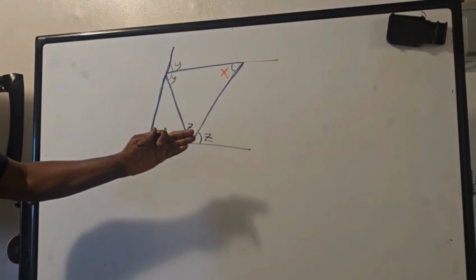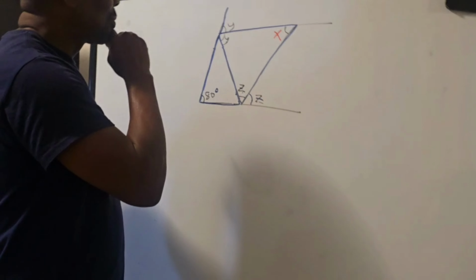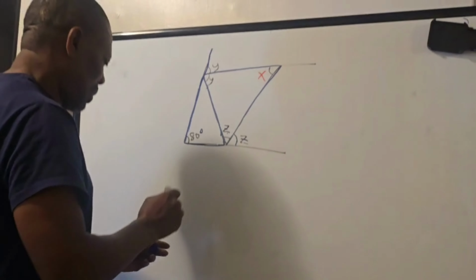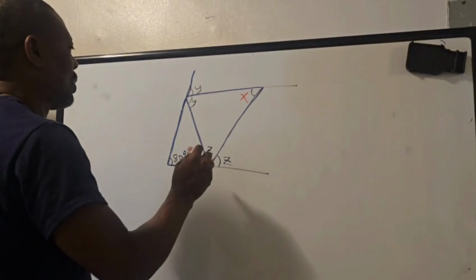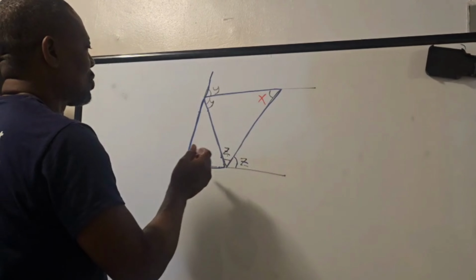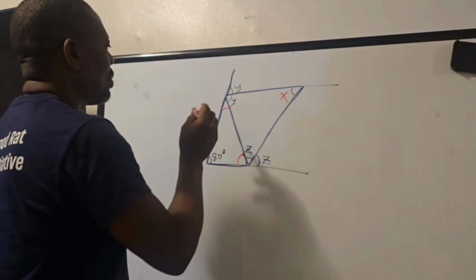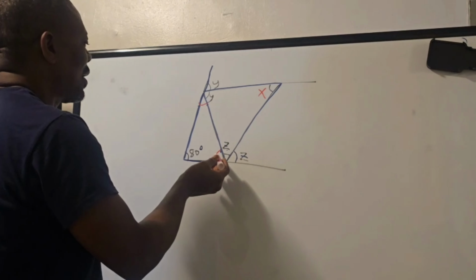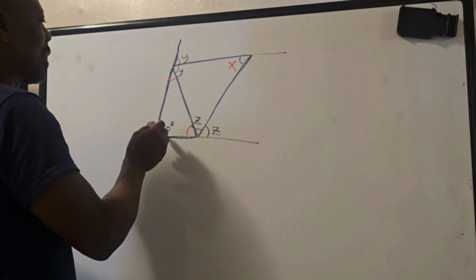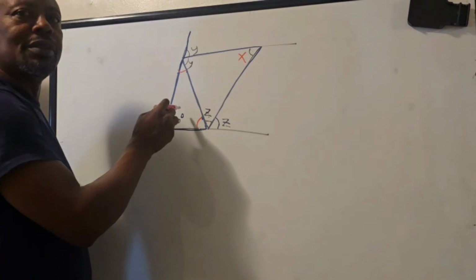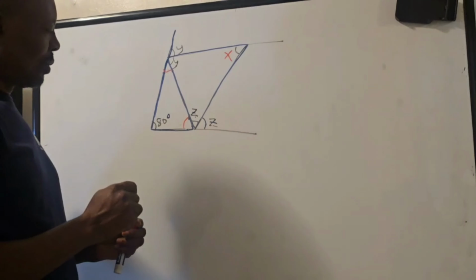The best approach to solve this problem is to go to the known. Z is known, Z is also known, but here is not known. Here is also not known. But you can find here, then you add them up with the 80 to give you 180, because the total angle in a triangle is 180.